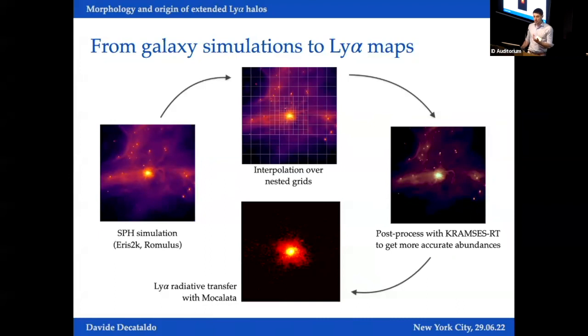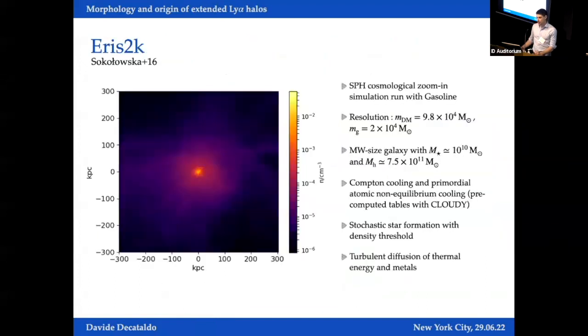After this, we post-process with Ramses RT, which is how I named my version of Ramses RT, with the implementation of a chemical network with Krome. In this way, we can get more accurate abundances of the chemical species, because of course, it's very important to understand what is the ionized fraction of hydrogen if you want to predict correctly the Lyman alpha emission. Finally, we proceed with the post-processing with Mocalata, which is a Lyman alpha radiative transfer code. So let's go a bit into the detail of each of these steps.